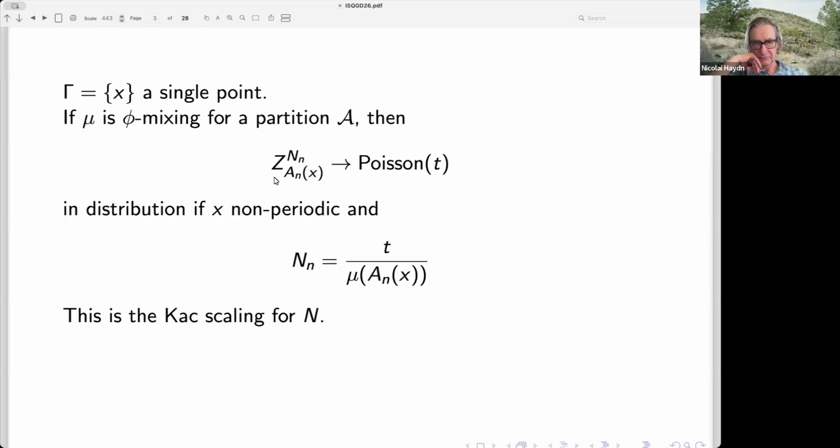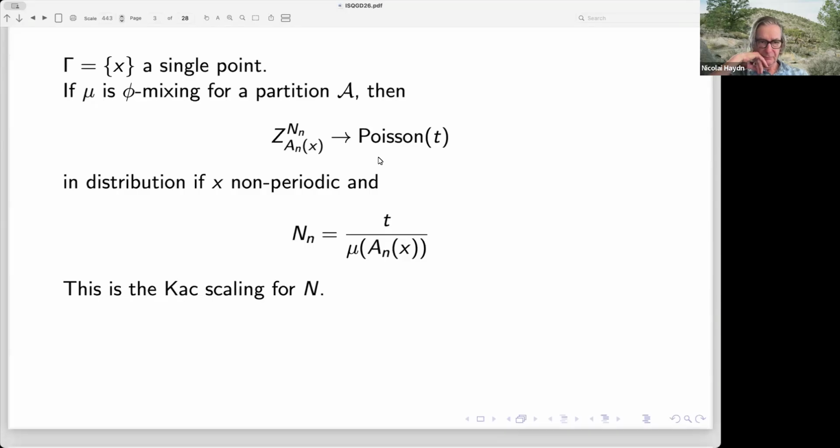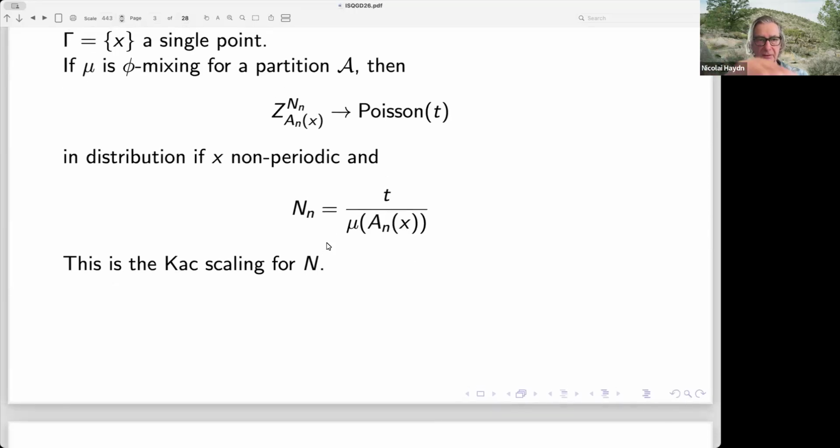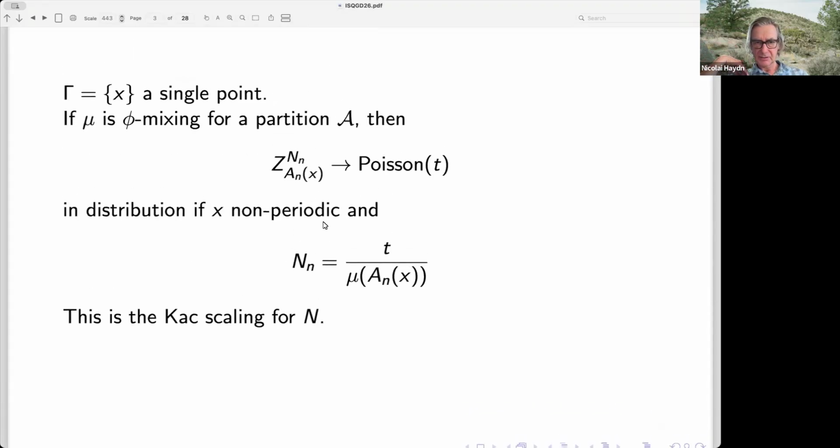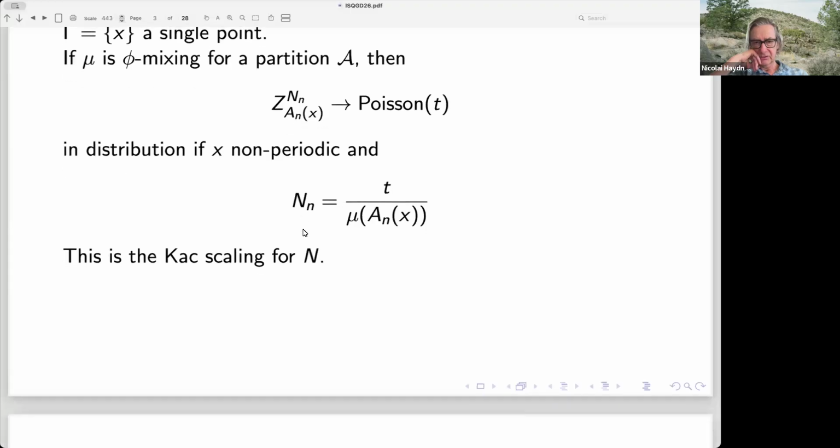There's this dichotomy which happens: the limiting distribution for non-periodic points is one thing, usually very regular, and for periodic points one gets something else, which I'll come to in a second. But the point here is the scaling. This scaling here is the one essentially suggested by Kac's theorem from 1947, where there's a parameter t in there, which is arbitrary. But the 1 over mu of A_n is exactly the average value for the entry time.